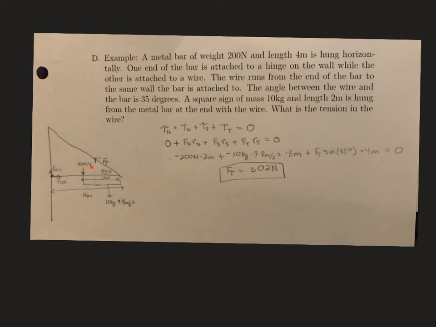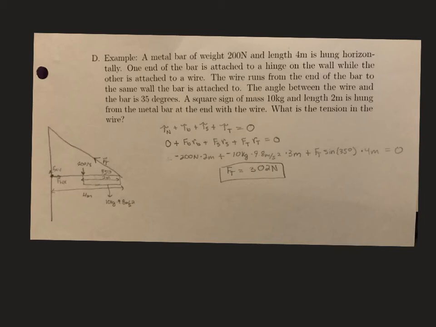So I'm given directly the weight of the bar, and the lever arm is going to be 2 meters because the bar is 4 meters long, so from the center to the left side would be 2 meters. And it's going to be negative because if we're imagining it rotating around this point, going down this way is clockwise.